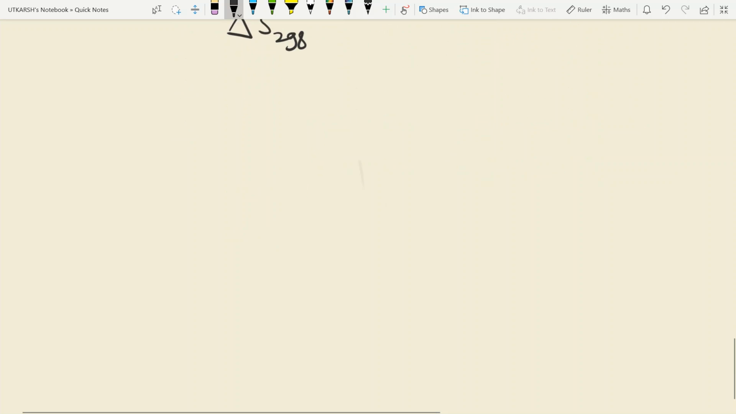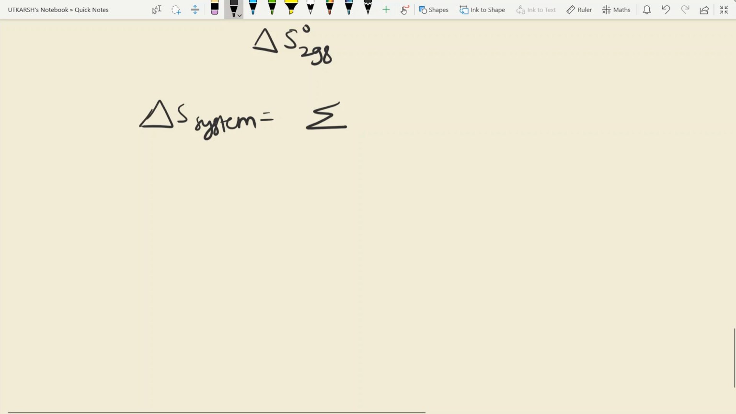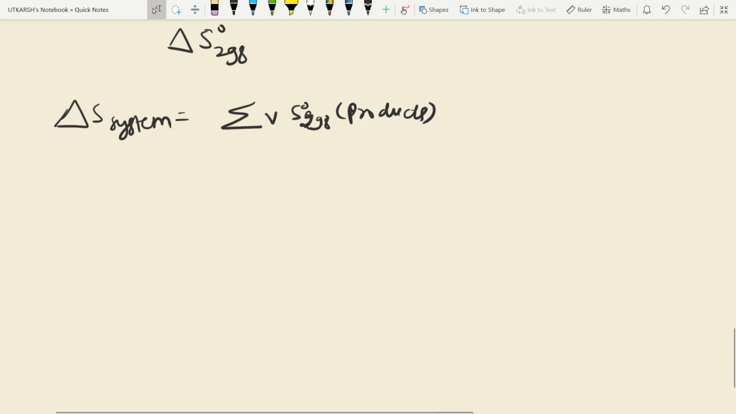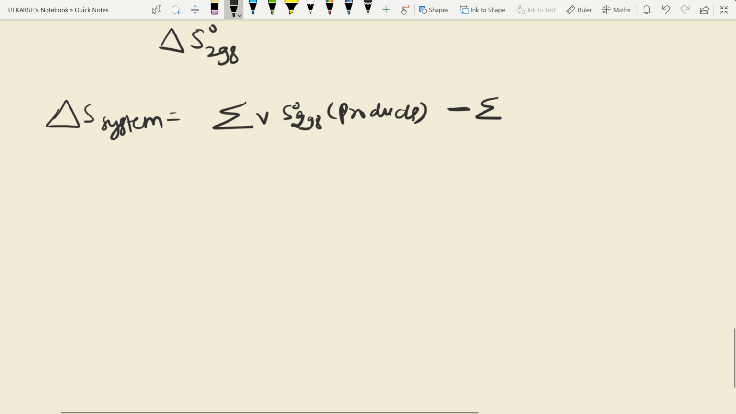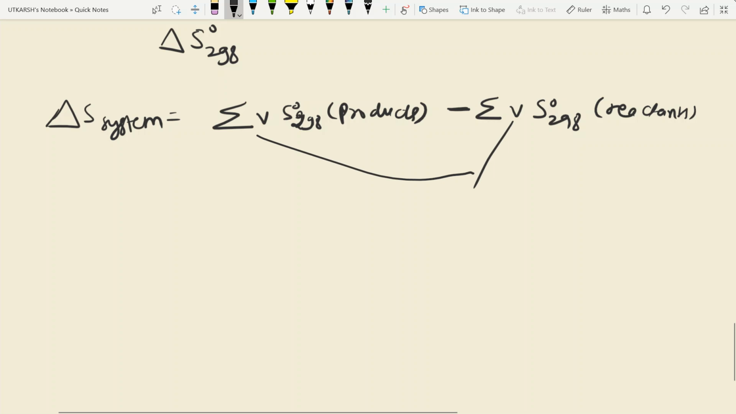Now let's come to how the delta S for a system can be calculated. It can be calculated as S naught at 298 Kelvin of the products minus that of the reactants. If there is a reaction going on and we need to calculate the delta S naught, or the change in entropy due to the reaction taking place, then we can calculate it using this equation. Here the coefficients are nothing but the stoichiometric coefficients in a balanced chemical equation.